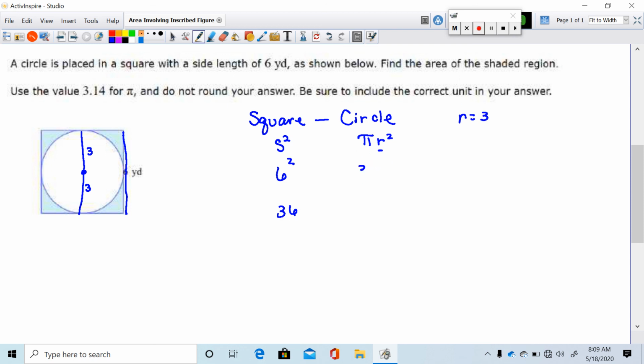So we've got pi is 3.14, and we're going to do the radius squared. So 3 times 3 is 9. 9 times 3.14 is 28.26. You're going to subtract those and you'll have your answer. So you get 7.74 yards, and because it's area, it is squared.